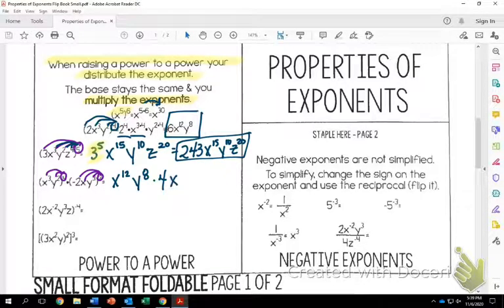X, technically it's understood 1, so 1 times 2 would be 2. And y cubed, raised to the second power, that's going to be 3 times 2, which is 6. All right, so now I just have all multiplication.